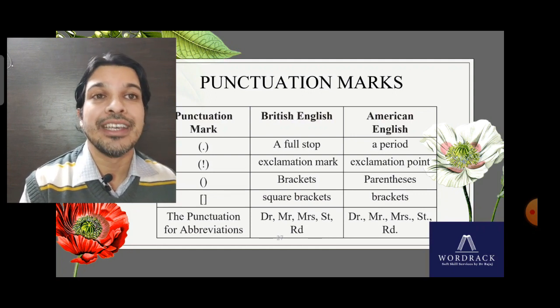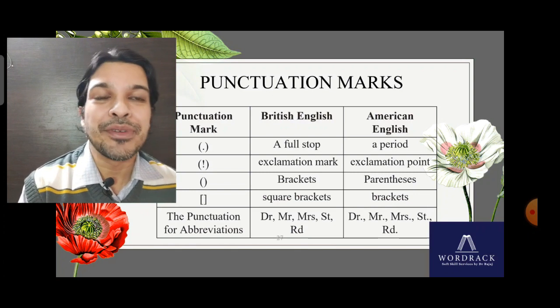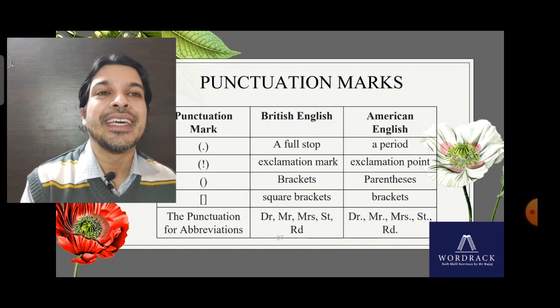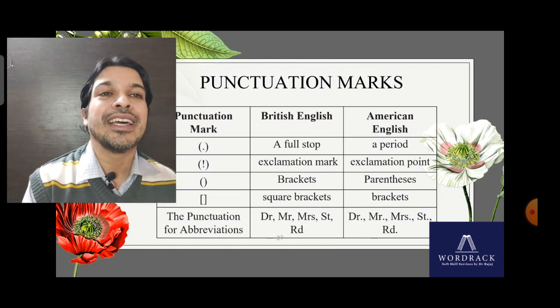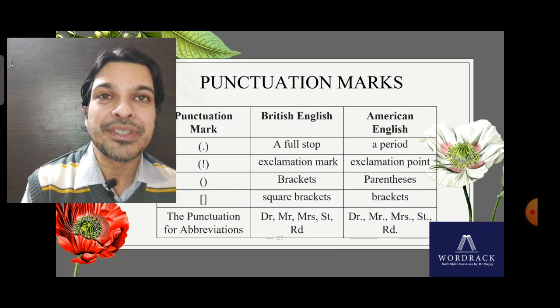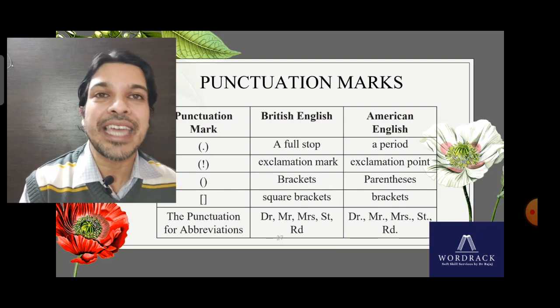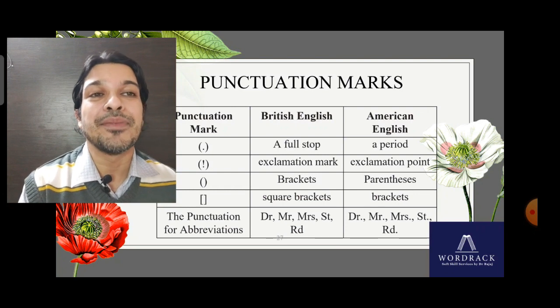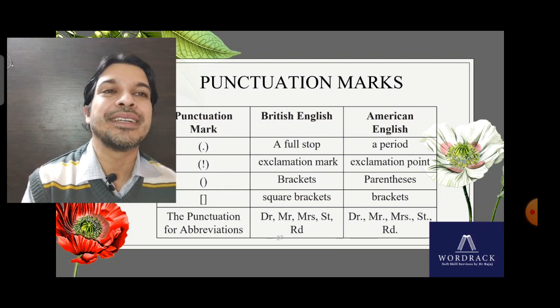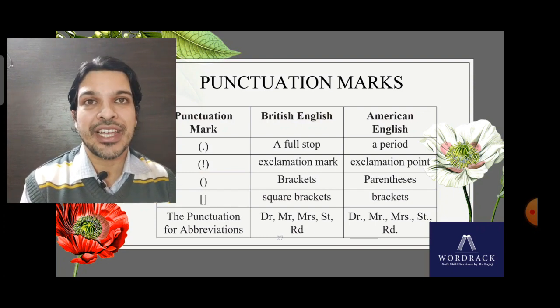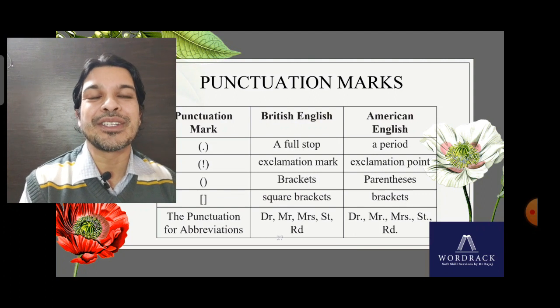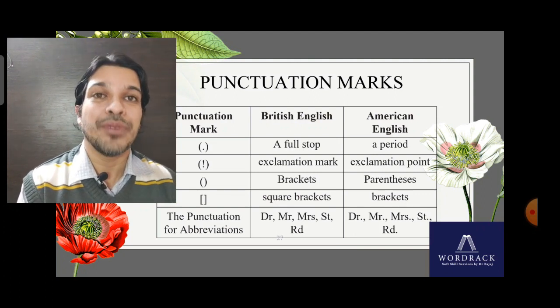So British English, after Dr, no full stop. After Mr, no full stop. After Mrs, no full stop. Likewise, Rd, no full stop. When we use American English, after the same Dr., we use a period or a full stop. After Mr., we again use a period or a full stop. After Mrs., we use again a period or a full stop. Likewise, after Rd., we use a period or a full stop. So these were some of the examples to clarify that in British English, we do not use a full stop after the abbreviation, but in American English, we do use it.